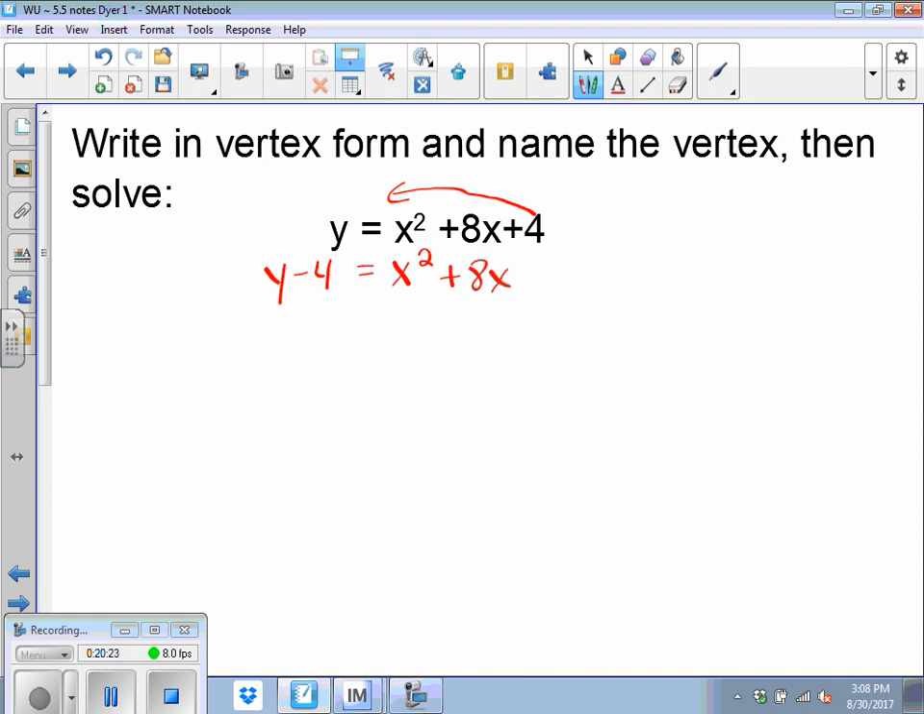That works. Okay? But if we're going to add something over here, you have to add it over here too, because it's an equation. The left side has to equal the right side. So if you add something to this side, you have to add the exact same thing to the other side. So the next step, I say y minus 4 plus blank equals x squared plus 8x plus blank.